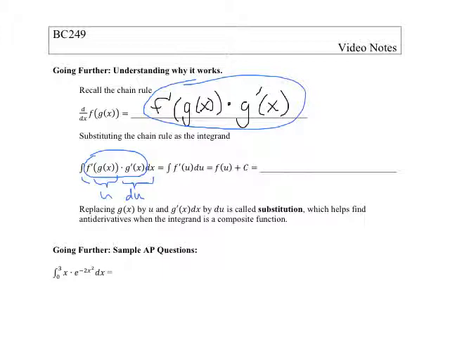So what we're finding is we have f prime of u du, and the integral of f prime of u is f of u. And if we had said that u was g of x, then f of u is equal to f of g of x plus c. So we can see how the chain rule is now related to substitution, and that may be of benefit to AP testers.